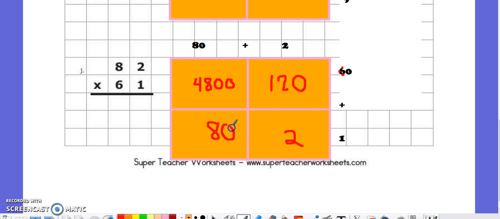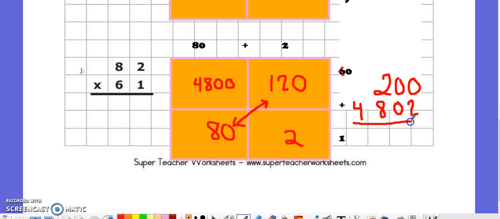Here is an opportunity for you to see real friendly numbers and combine them. 120 plus 80 gets me 200. And 4,800 plus 2 is just going to be 4,802. Now I only have 2 numbers to add. 2 plus 0 is 2. 0 plus 0 is 0. 8 plus 2 is 10, or 1 of my thousands. Bring down my 0, and 4 plus 1 is 5.